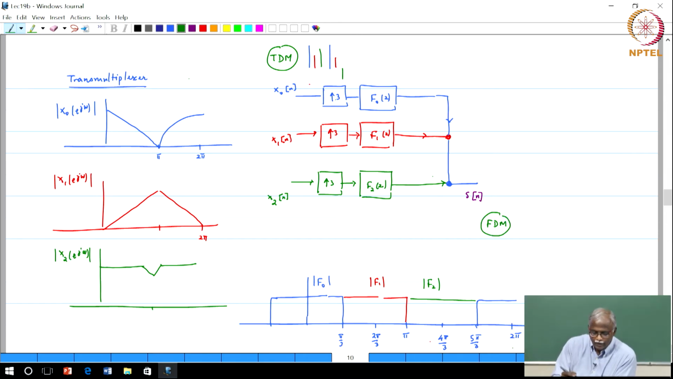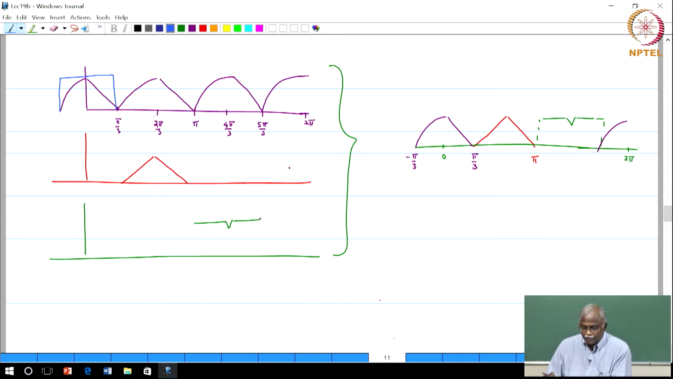This is why the name transmultiplexer is given, because you went from time division multiplexing to frequency division multiplexing, and this is a very useful structure in multirate signal processing. It also turns out that it is very useful in communications as well. We will establish the link in a minute. Anytime you do the transformation from time division multiplexing to frequency division multiplexing, we must be able to do the reverse operation.